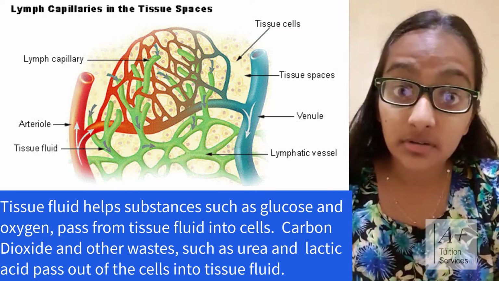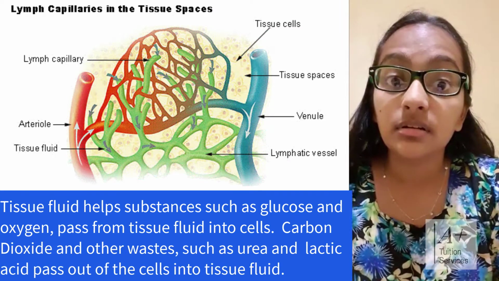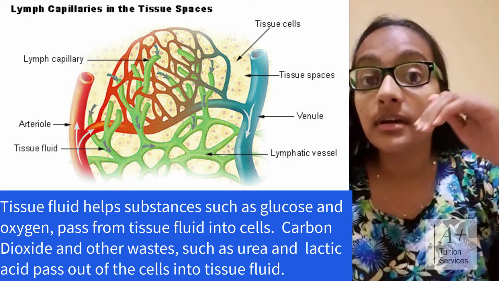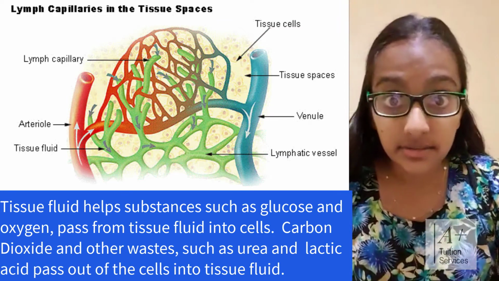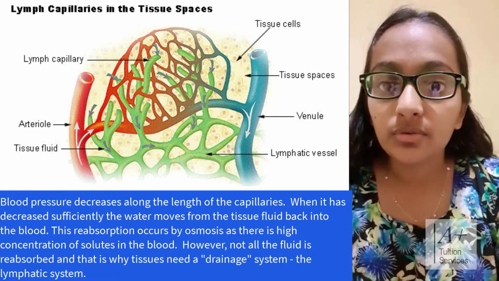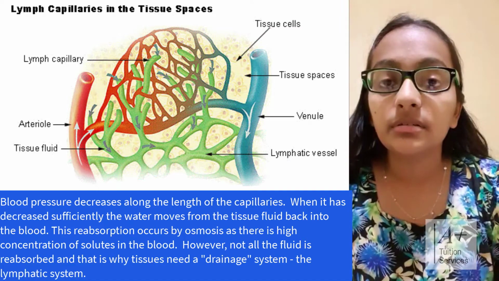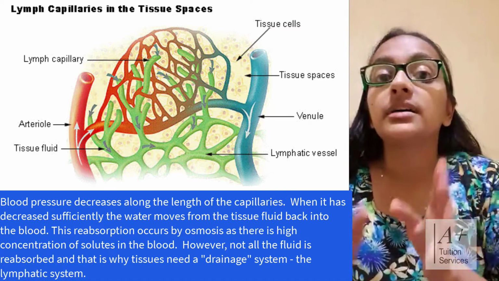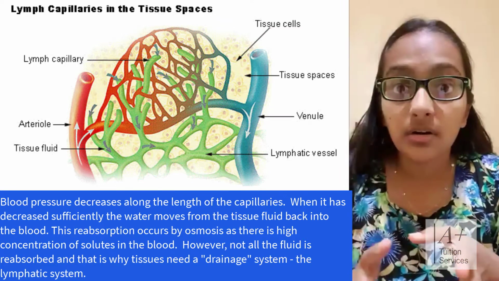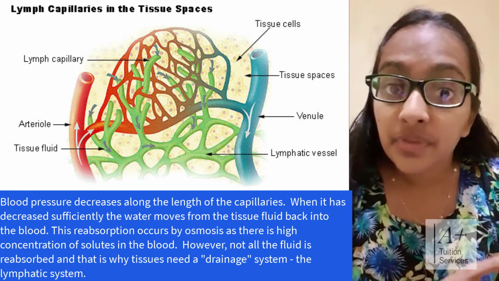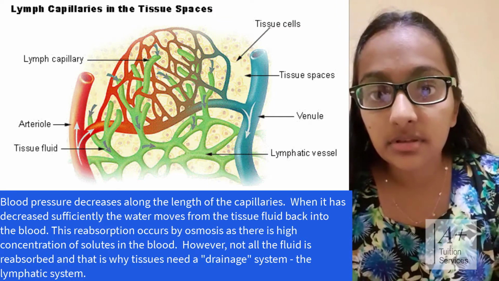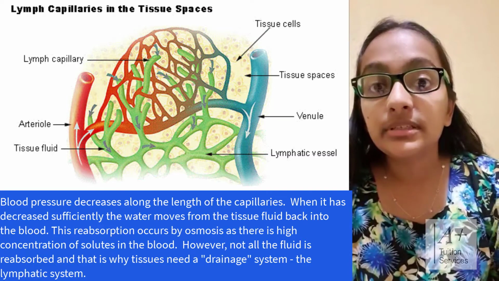Other waste products, such as carbon dioxide, urea and lactic acid, pass out of the cell into the tissue fluid and into the blood vessel to be transported and excreted. Blood pressure decreases as the blood moves through the capillary, going along to the venous system, your veins. And when this happens, the water moves back.